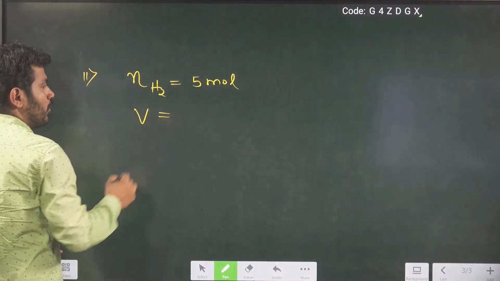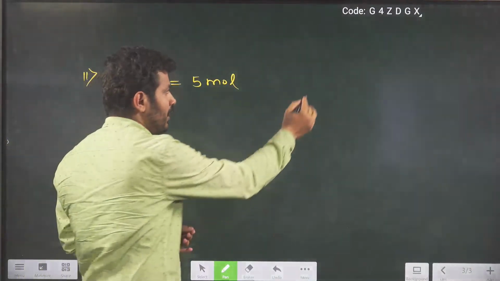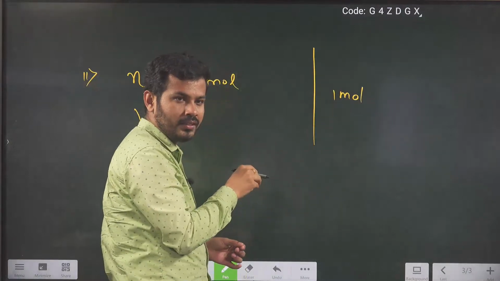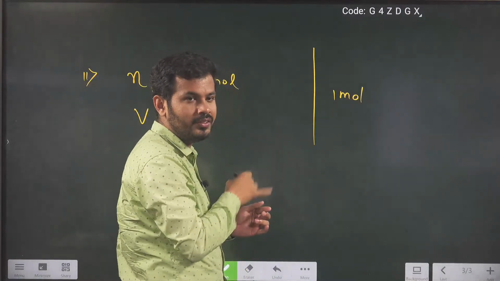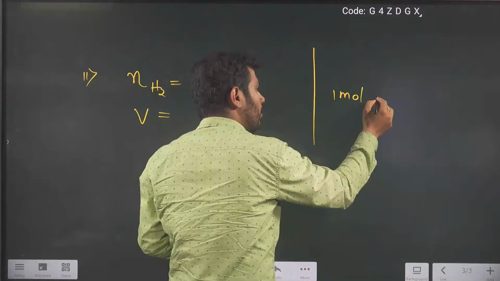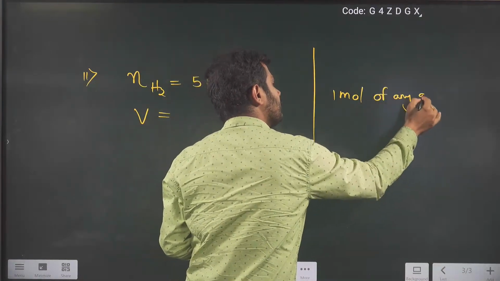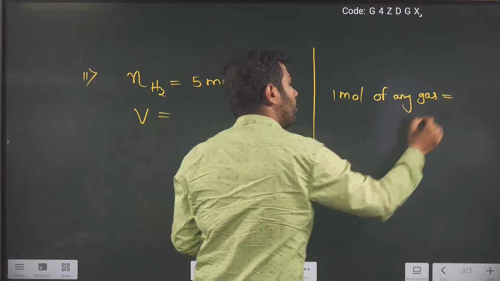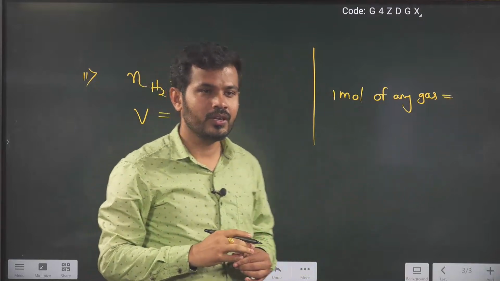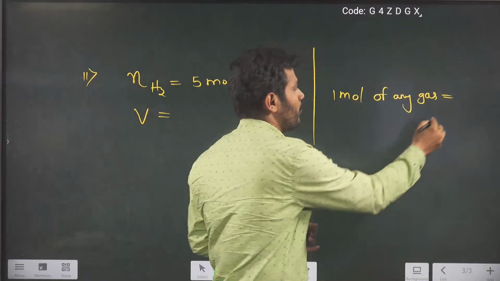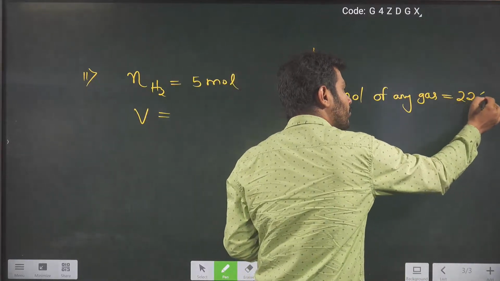So volume is equal to what? Simply you see, 1 mole of gas, volume at STP I mean to ask. If nothing is mentioned, you have to consider it is STP. 1 mole of any gas, what is the volume, guys? Yes, 1 mole of any gas, 22.4. Very good. It is 22.4 liter.